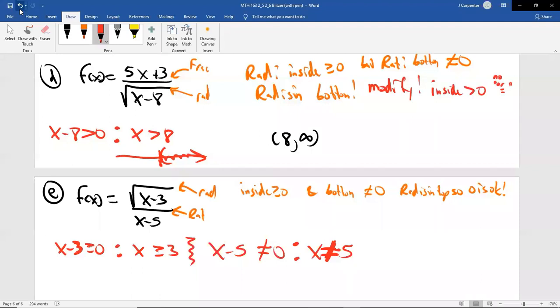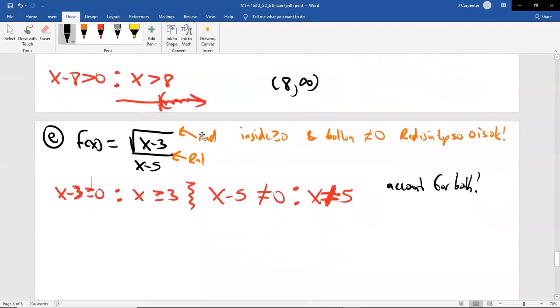Your x values have to be bigger than or equal to 3, but it's also not allowed to be 5. We have to account for both. I am going to highly recommend that you do a graph for this, even though I didn't say to do a graph for the problem. So the two numbers that are important here are the 3 and the 5. So let's just do 0, 1, 2, 3, 4, 5, 6, good enough.